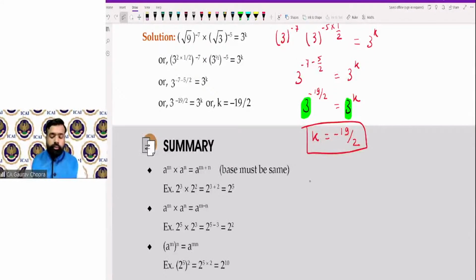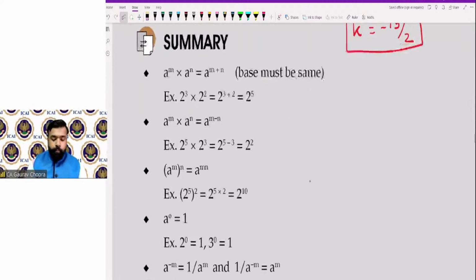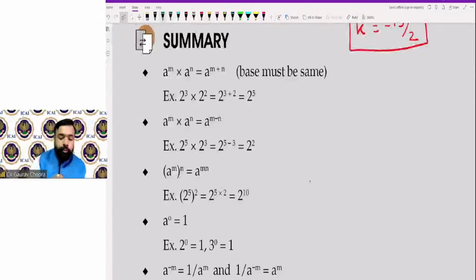All right. So now there is a summary. Let's recall from this summary. We have done the first property, a to the power of m multiplied by a to the power of n. When it is multiplication, powers will get added. So a to the power of m plus n. Base is the same, powers are getting added. So 2 to the power of 3 multiplied by 2 square becomes 2 to the power of 3 plus 2.